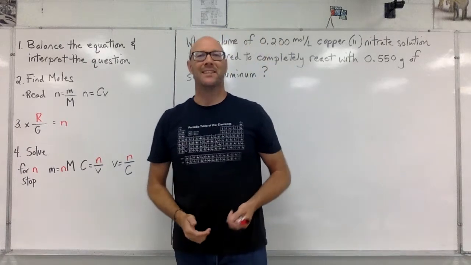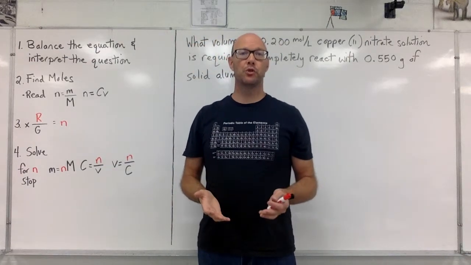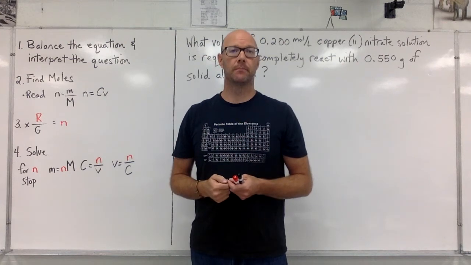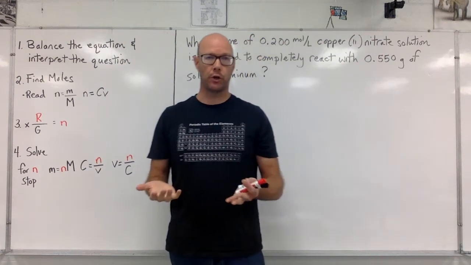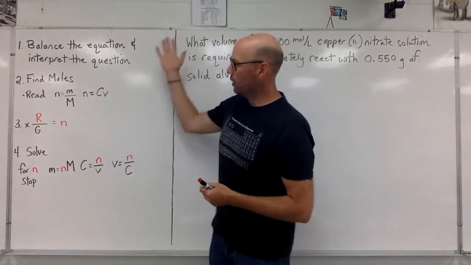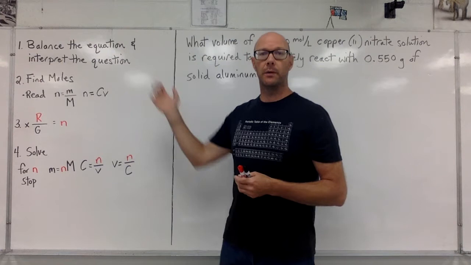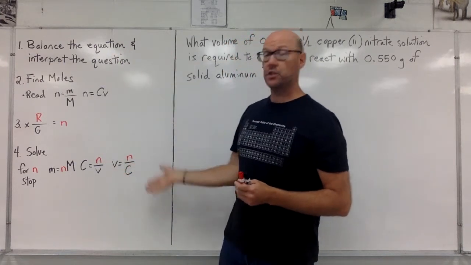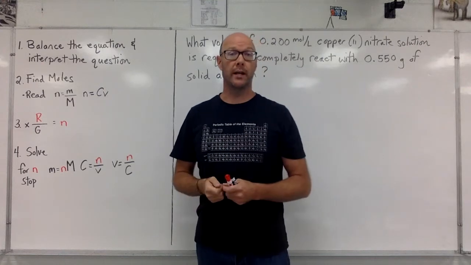Hi everyone. This is an example of a solution stoichiometry problem that incorporates mass. Just because we're doing solution stoichiometry doesn't mean that we're not going to see mass anymore. We have all of these different possibilities and we can navigate our way through these 4 steps in, at this point, one of 12 different ways.